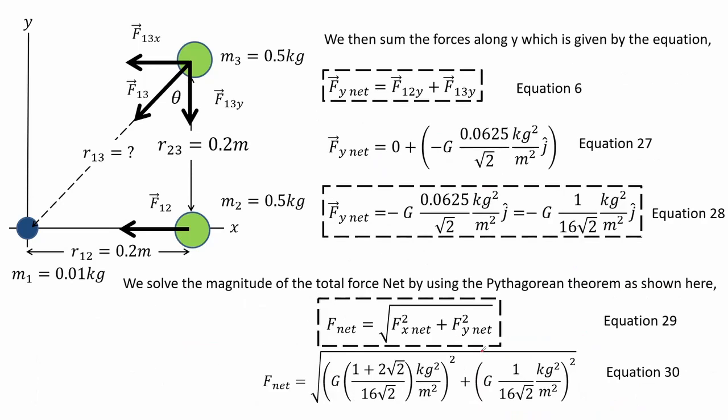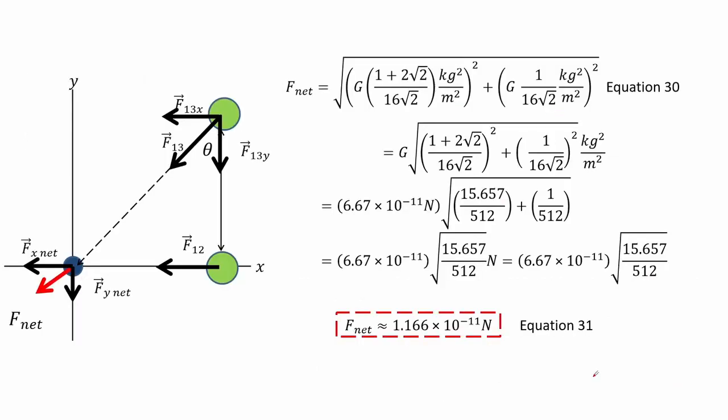We then sum the forces along the y-axis using equation 6. Substituting the known values, we get that the y component of the net force is given by equation 28. We then solve the magnitude of the net force using the Pythagorean theorem shown in equation 29, where we get equation 30. We continue to calculate the net force as shown in equation 30. We substitute and simplify the equation and we arrive at the value of its magnitude, it is given in equation 31.